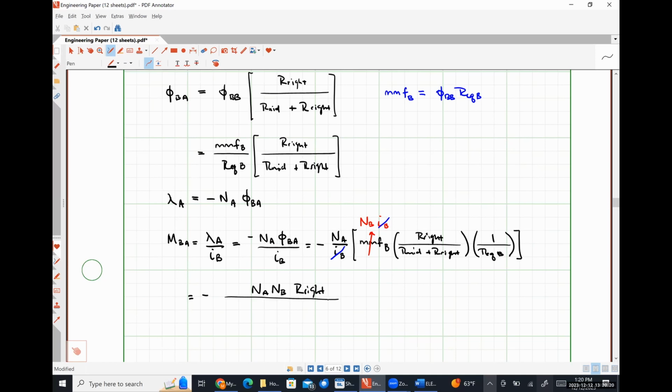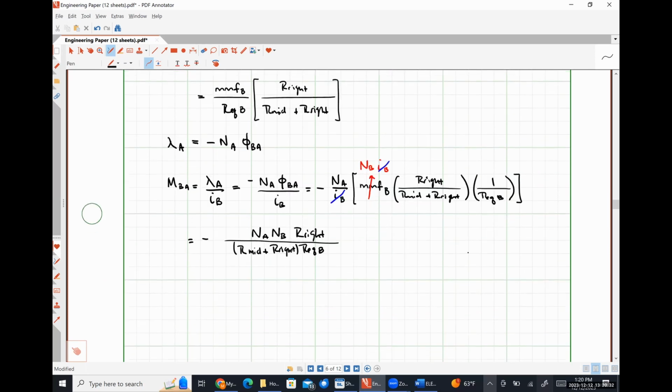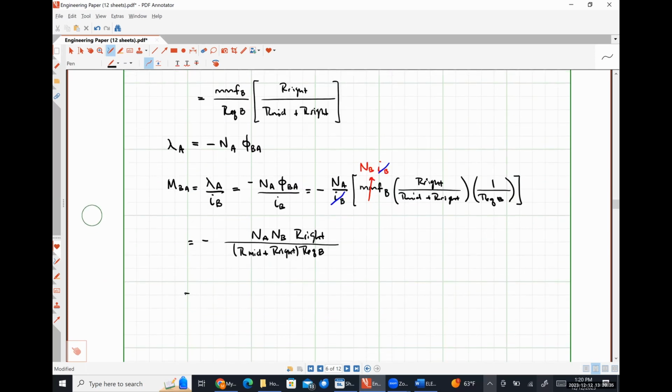So ultimately we find that our mutual inductance is going to be negative NA times NB times R right, divided by R mid plus R right, times REQB. And now let's throw numbers in this thing and see what happens, which I hope it works out favorably for us.